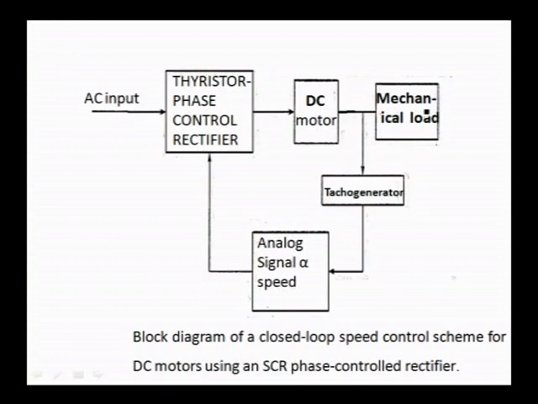Whenever there is a change in the load, the speed varies. Whenever the speed varies, the corrective action comes into the picture. The error, using the control circuit, will vary the firing angle of the thyristors. So the output voltage of the thyristor phase control rectifier varies, and that varies the speed. This is how the closed loop speed control scheme works.